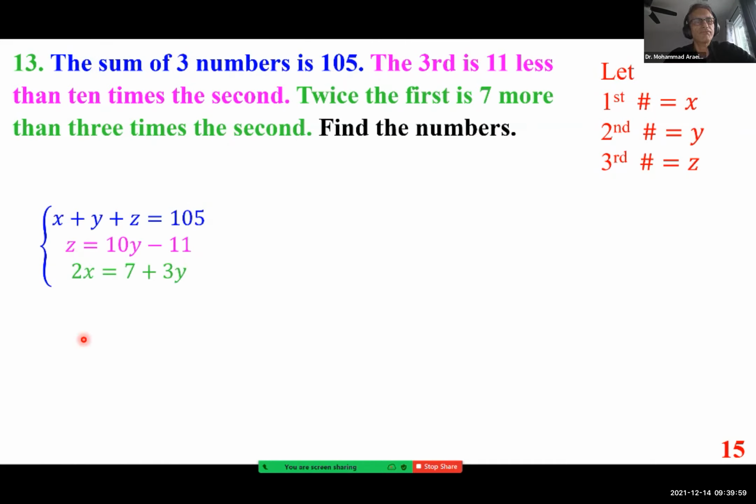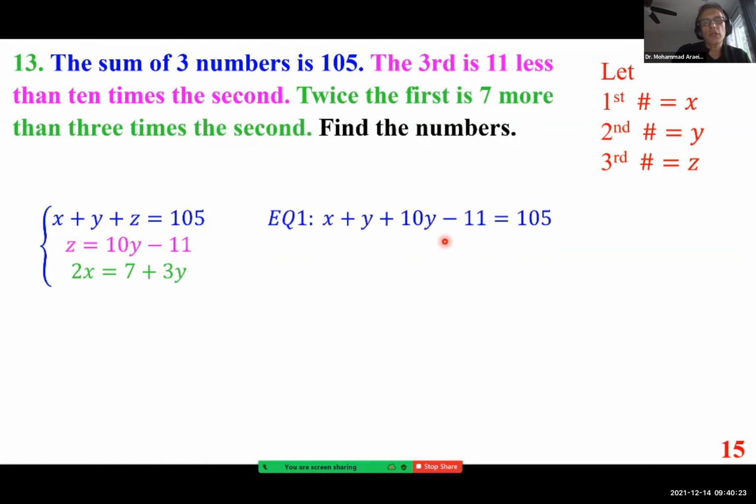Now notice that if z is 10y minus 11 and I put it into the first equation, then the first one has only x and y, and so does the last one. So let's replace this z with this one. So equation 1 becomes x plus y plus z, with z replaced by 10y minus 11.